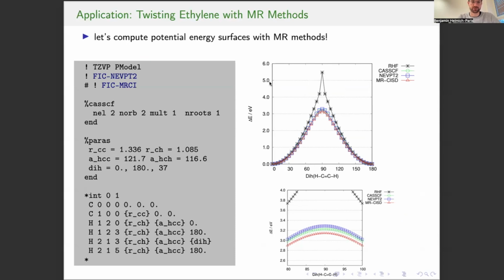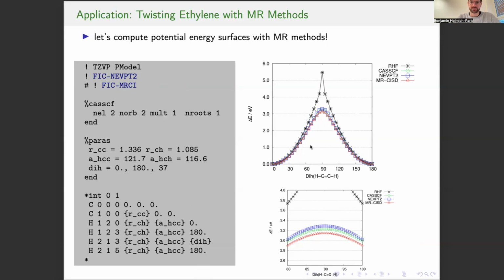We can do this in ORCA very easily by the scan feature, where we specify internal coordinates and then have a list of dihedral angles, for example. To calculate not only CASSCF, but also NEVPT2 and MRCI, you can just use these simple input keywords, and you easily get your NEVPT2 and MRCI energy calculation done.